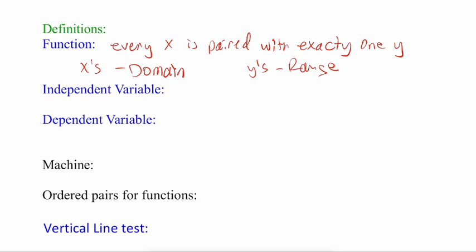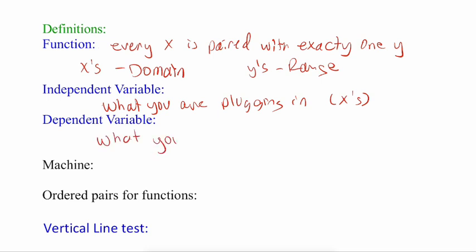Remember, the independent variable is what you're plugging in. Usually that's going to be your set of x's. The dependent variable, what I get, depends upon what variable I stick in. So that's why y is the dependent variable. It's what you get out. So it's usually the set of y's. So the independent variable usually goes with the domain. The dependent variable goes with your range.